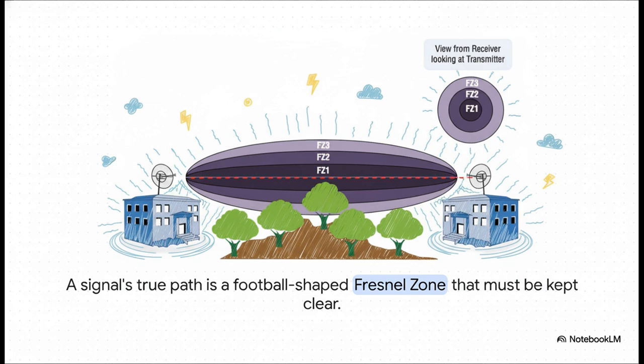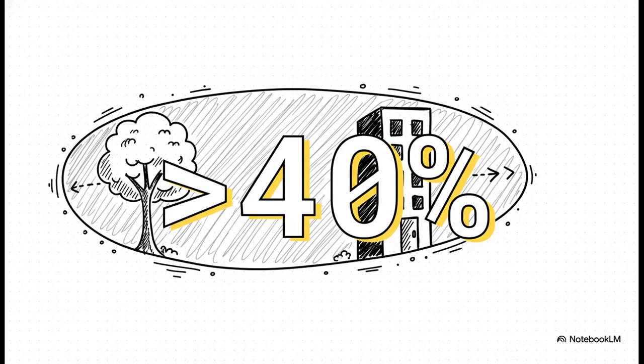The energy really travels in a sort of invisible football-shaped area called the Fresnel zone. And for that connection to be strong and stable, this entire invisible football needs to be kept clear. And here's the rule of thumb. If an obstacle, like a big tree or a wall or a building, blocks more than 40% of that invisible Fresnel zone, your Wi-Fi link can get really unstable or even drop completely.